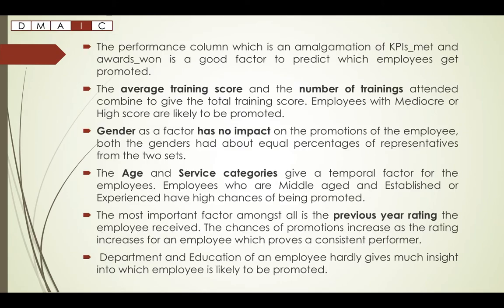Finally, the inferences drawn from this analysis are as follows. The performance column, which is an amalgamation of KPIs met and awards won, is a good factor to predict which employees get promoted. The average training score and the number of trainings attended combine to give the total training score. Employees with mediocre or high scores are likely to be promoted.